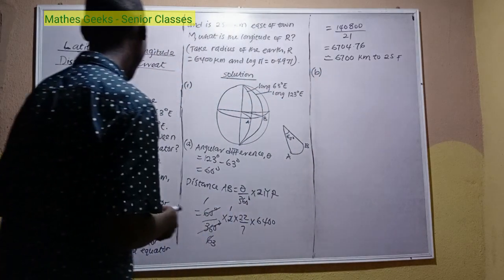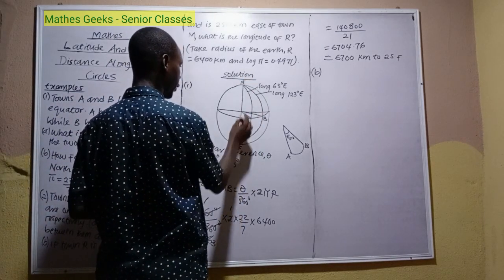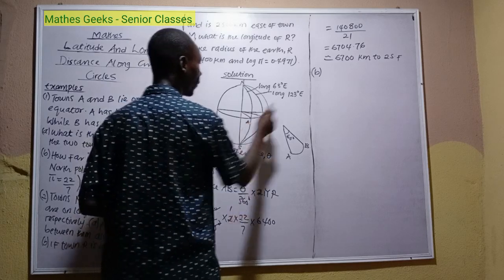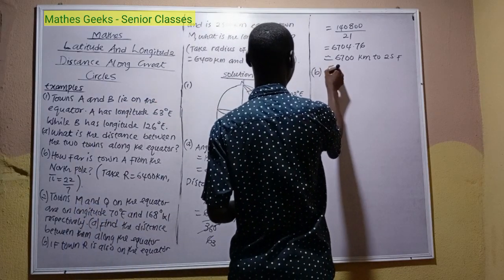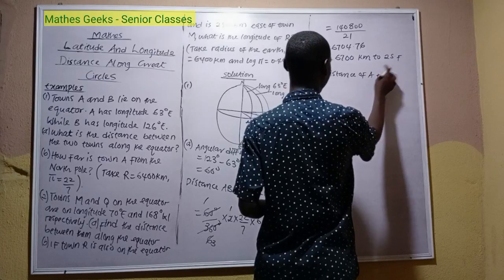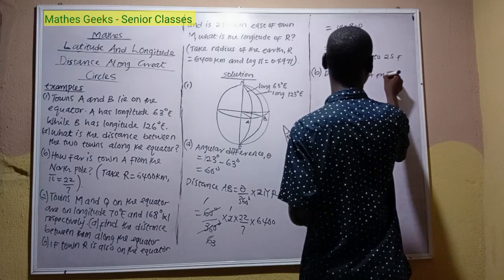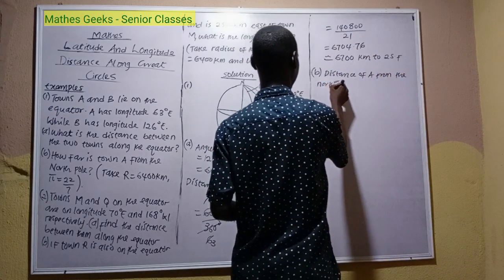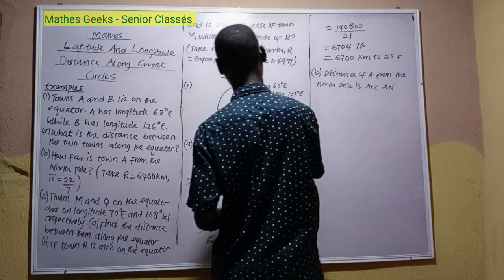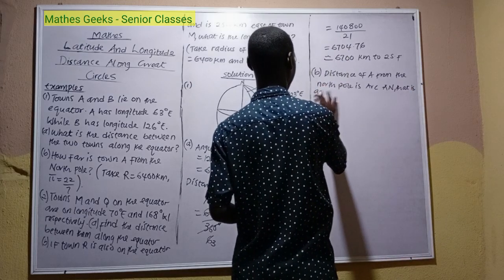B says how far is town A from the North Pole? So town A is here to the North Pole. It's measured from A to here, and that's a great circle. So the distance of A from the North Pole is arc AN. So A from here to N, and that is a great circle.